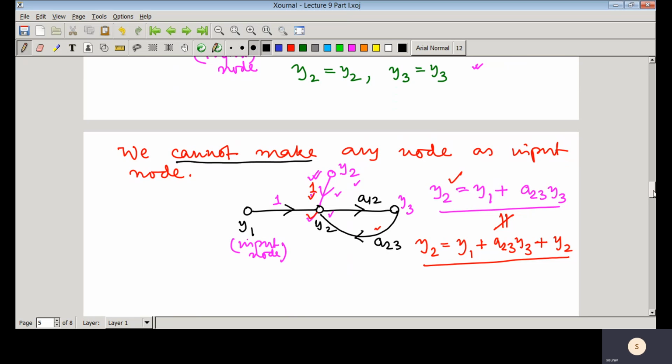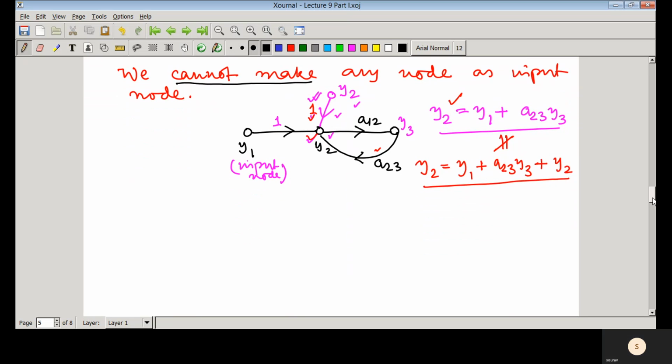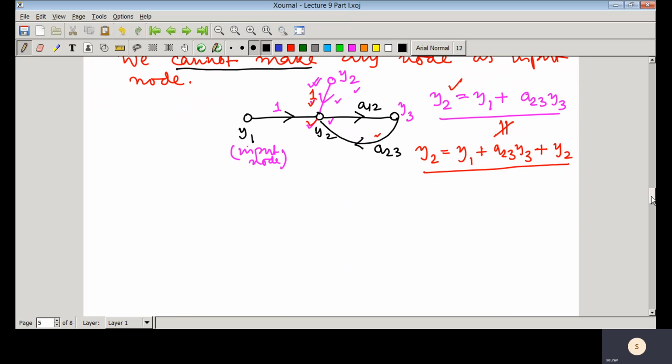Now let us see some terminology that we'll be using in signal flow graph. One is path.